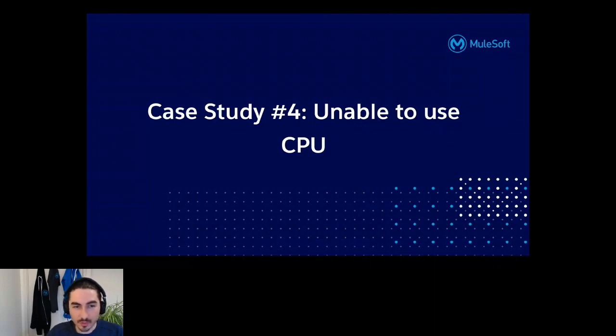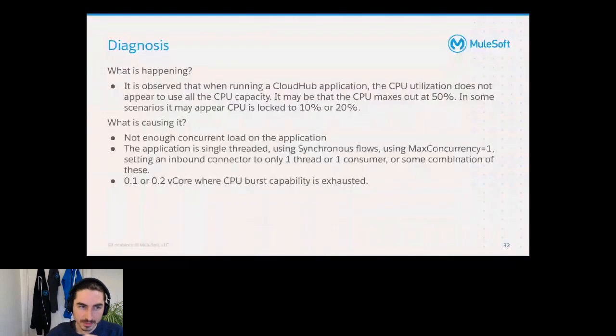Case study number 4, you are unable to use your CPU. So what is happening? It is observed that when running a cloud application, the CPU utilization does not appear to use all the CPU capacity. It may be that the CPU is maxing out at 50%. In some scenarios, it may appear the CPU is locked to 10 or 20%. This is not a fairly common scenario, but it's a scenario I have seen in the past.